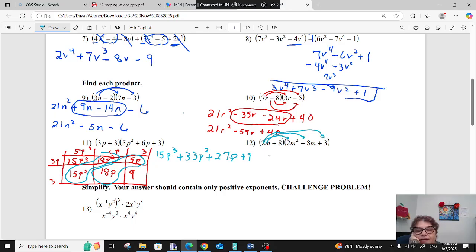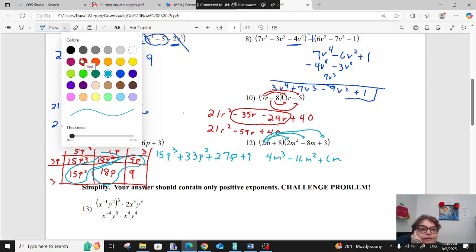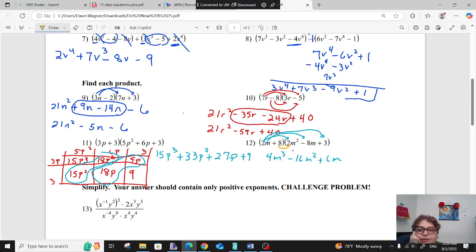So if I do that, it'd be 4m to the third power minus 16m to the second plus 6m. And now I'm going to do 8 times 2m squared, 8 times negative 8m, and 8 times 3.